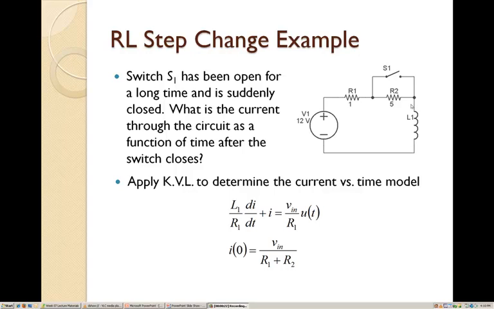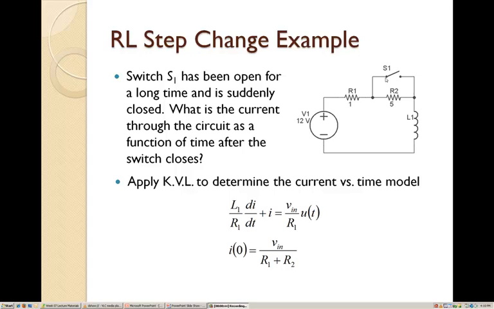And if it's been operating for a long enough period of time, the magnetic field of the inductor will be fully established, and the current will flow through that. So the current that's delivered to this entire circuit is going to be dictated by the total resistance, which is 6 ohms. So initially, we'll have 2 amps of current flowing through this inductor.